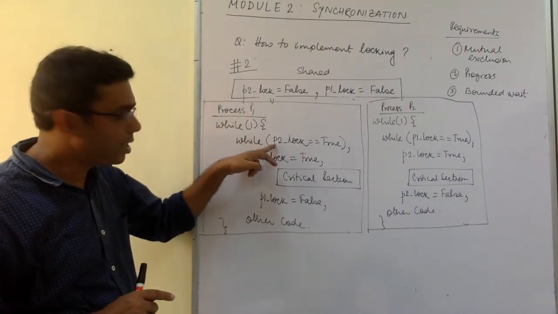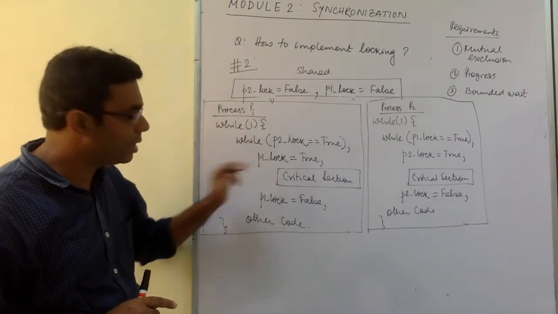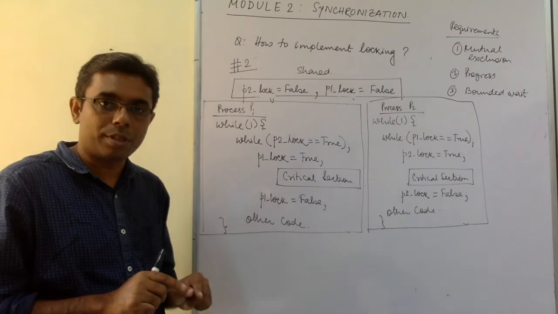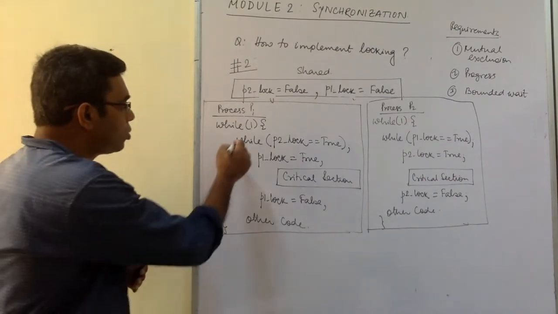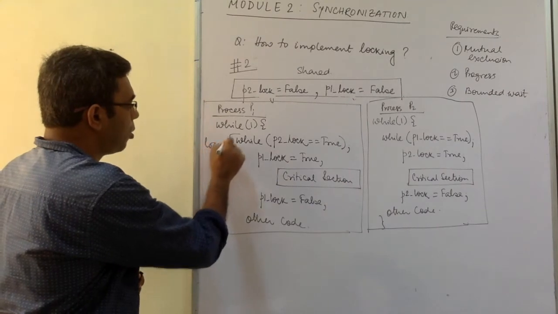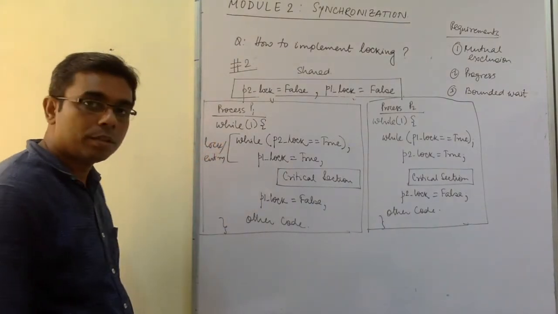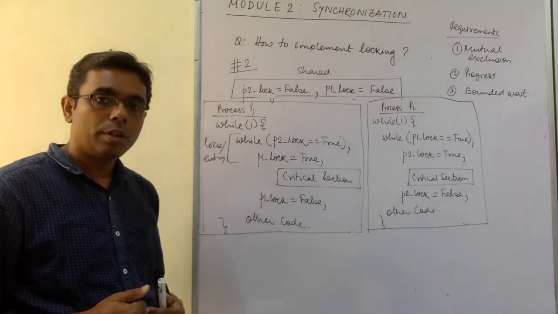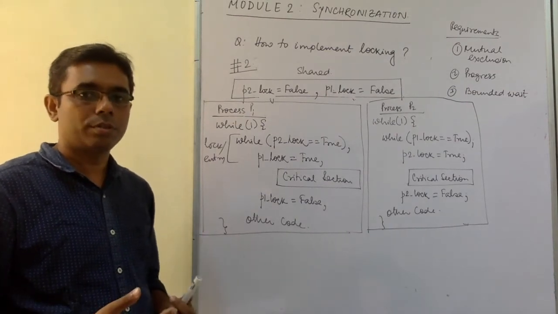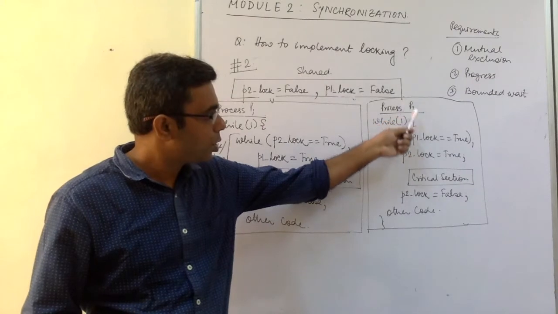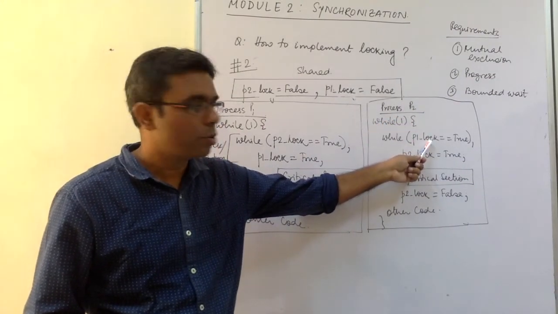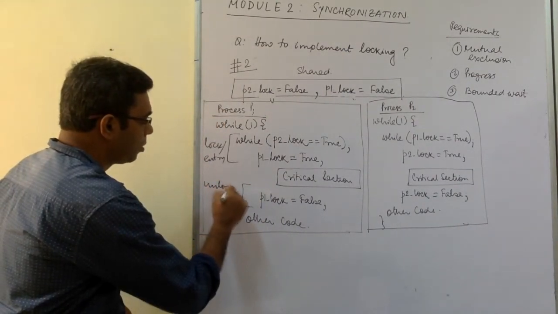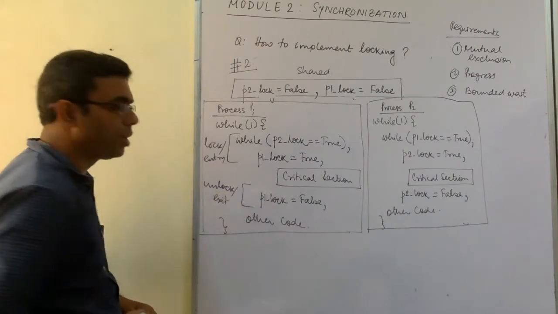So P1, if it finds P2 lock is not true, means P1 can enter the critical section. But before entering, it ensures that nobody else disturbs it by making its own lock equal to true. So these two form the lock or the entry section. Similarly, when it is done, it should ensure that its own lock is turned to false, so that any other process which was waiting on this particular lock should now progress. So this is the unlock, or the exit, or the release of the lock.